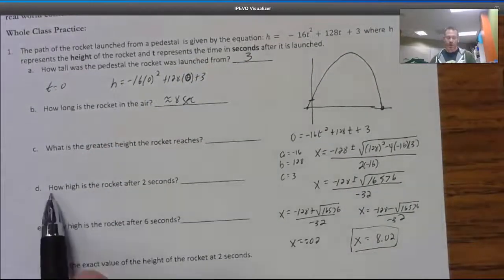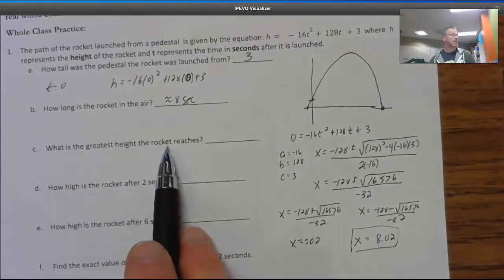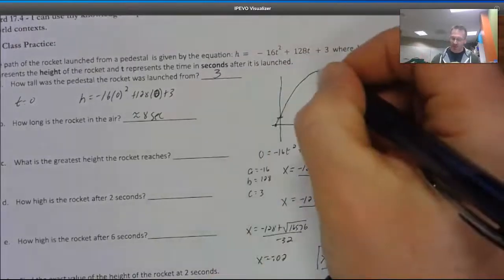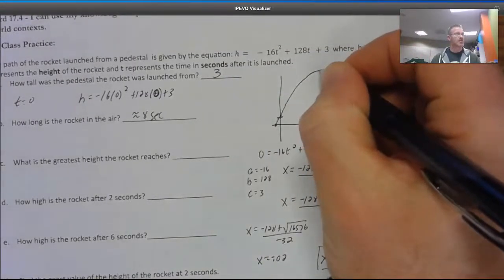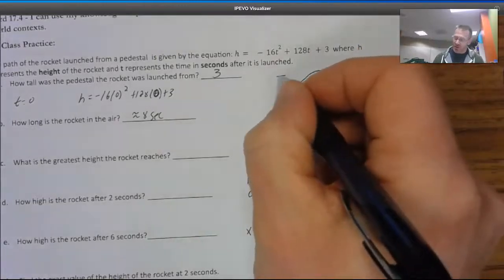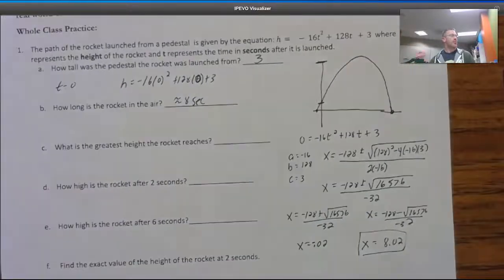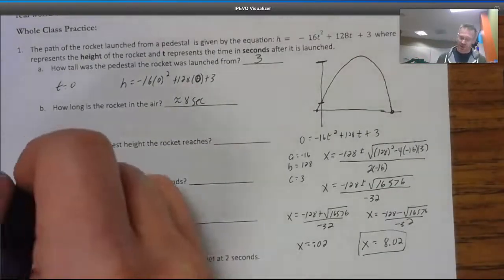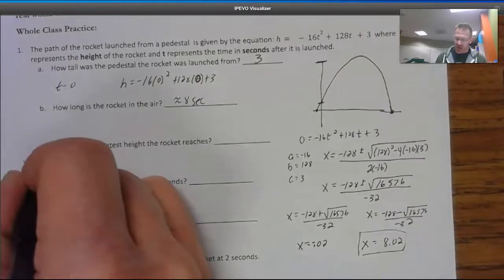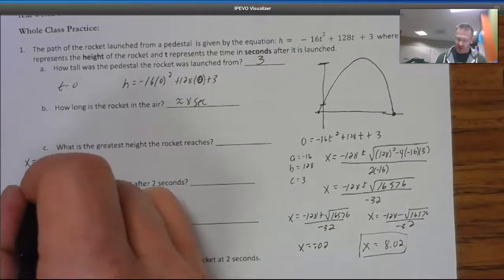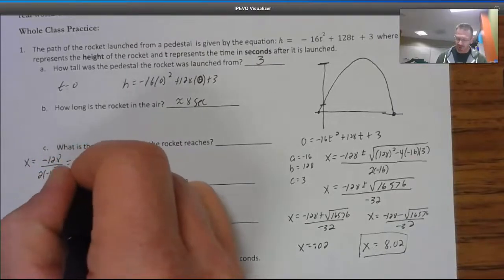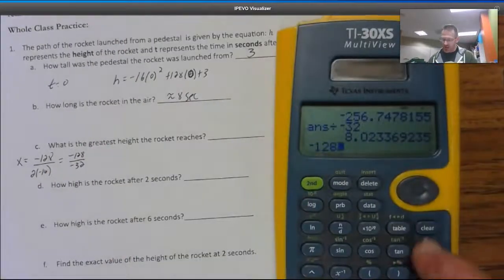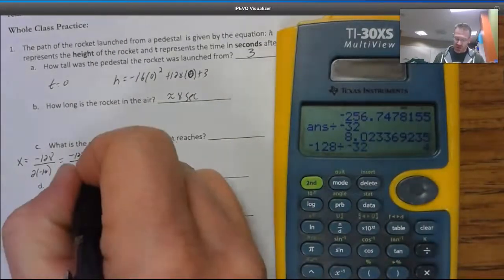Now, what is the greatest height the rocket reaches? Well, the greatest height or the maximum height, that would be our vertex right here. And so that also means we want to find the y value. But before we find the y value, we have to find the x value. So this is where we use x equals negative b over 2a. So x equals the opposite of b divided by 2a. That's negative 128 divided by negative 32. If I do that on my calculator, that is exactly 4.